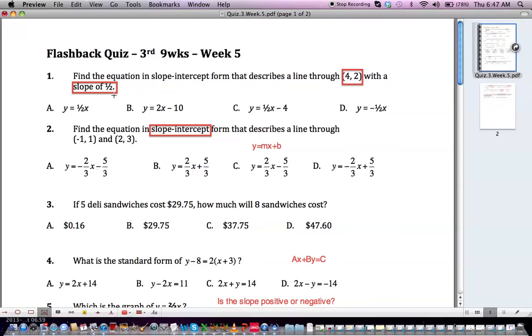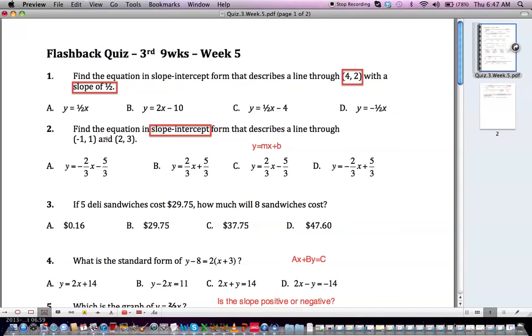All right. And then if you want to use your calculator, you can try all of these choices and then look at your table and see which one of those lines has the ordered pair (4, 2). So I just gave you a couple different ways to do that. You've got a positive slope of 1/2, and you can rule out some of these, and then you can put the remaining answers in your calculator and see which one has the ordered pair (4, 2).